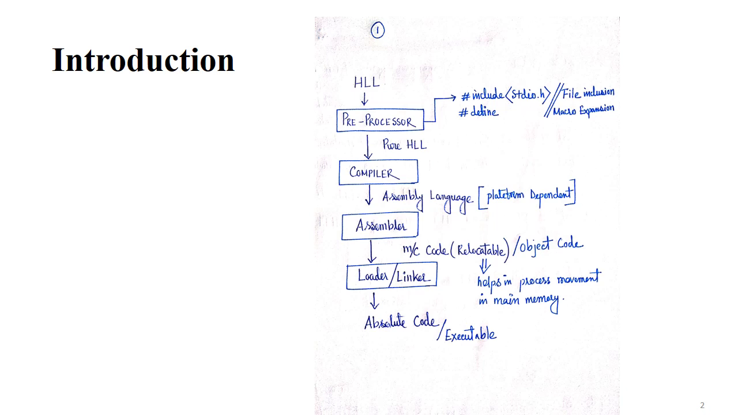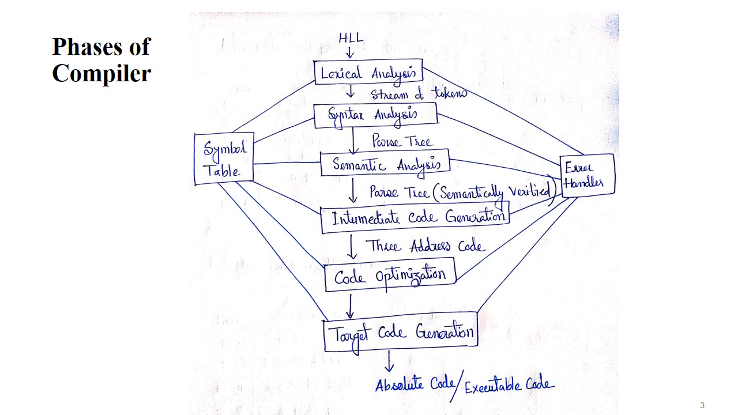So these are the phases of a compiler. There are 1, 2, 3, 4, 5, 6 phases. First is the lexical analysis phase. The output of the lexical analysis phase is a stream of tokens, and then that stream of tokens is fed to the syntax analysis phase, and it will generate your parse tree.